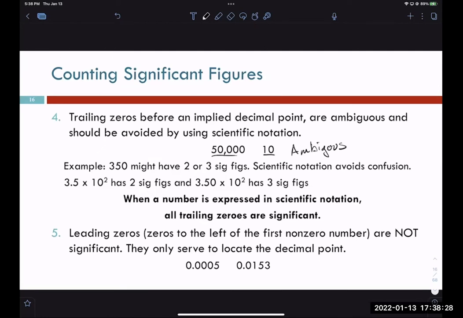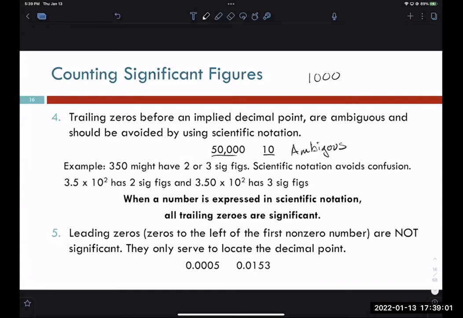So these are ambiguous. There's no explicitly written decimal place. So we don't know which of these are significant because we use zeros in two ways. We use zeros to say that there's nothing there, that value is zero. We also use it to indicate which place our non-zero numbers are in. If we wanted to write 1,000, you need to use 3 zeros, excluding scientific notation, which is why scientific notation is important.